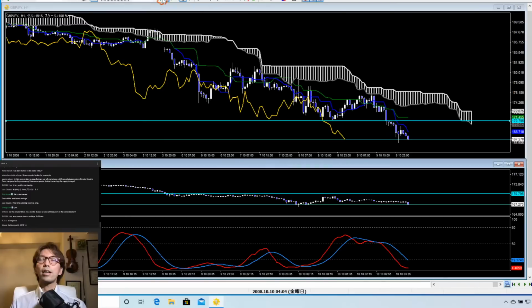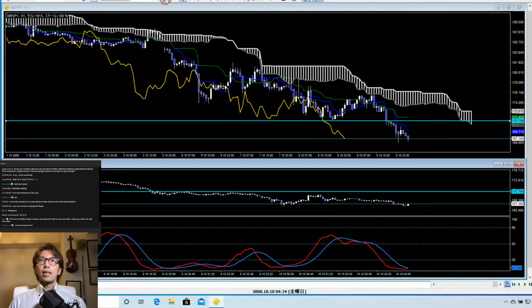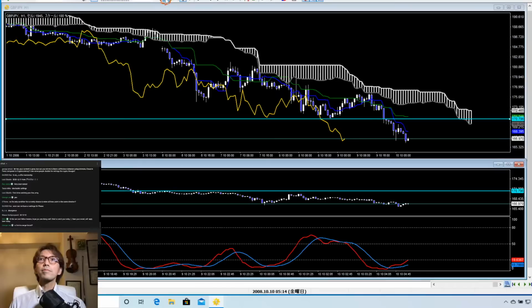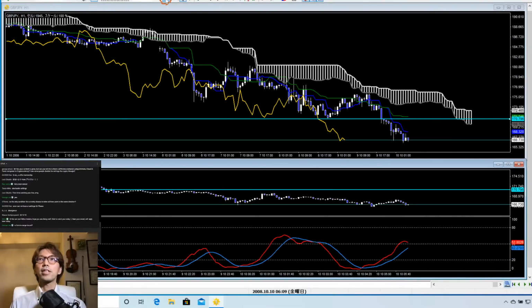Now, all the lines are flat in 1 hour. Well, Senkou Span A is moving down, but Senkou Span B is flat, Kijun Sen flat. So I'm not gonna sell any. I'm not gonna sell yet. So I'm not looking at the 5 right now. I'm only looking at the 1 hour chart now.